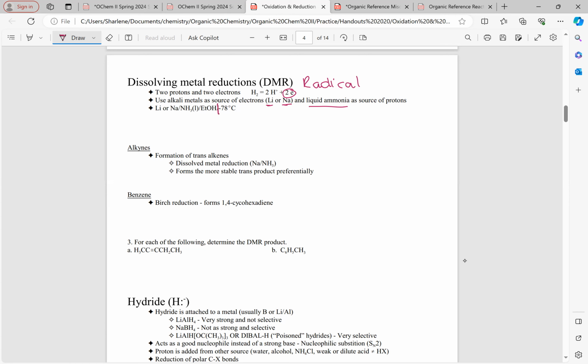Now, if you'll notice, I put a nice little -78 degrees. We will learn later on that it's hard to control radical reactions, and so temperature is one really good way to do that. And so a -78, I'm just saying, hey, do this very cold.